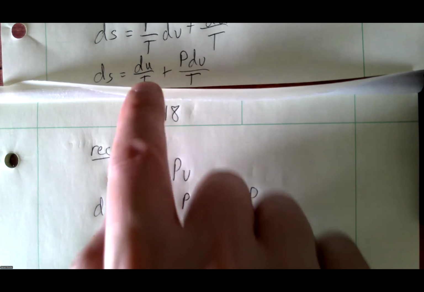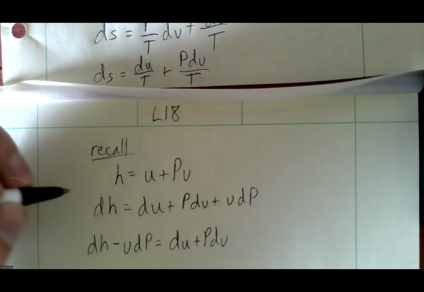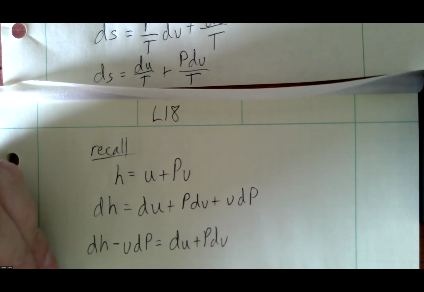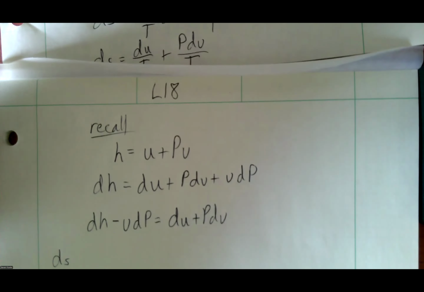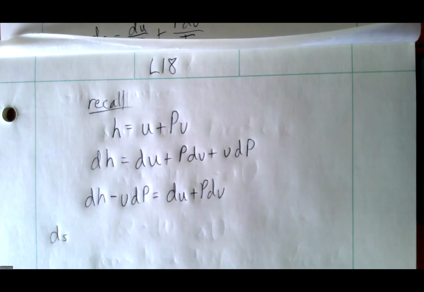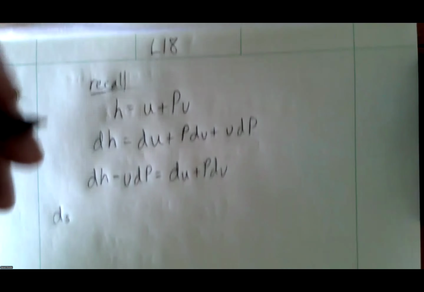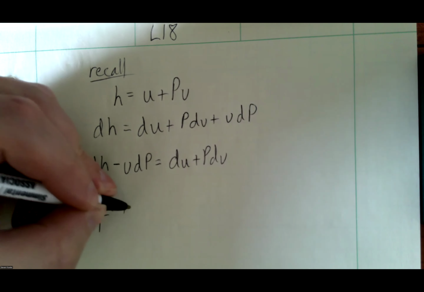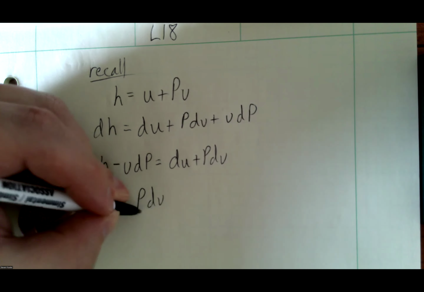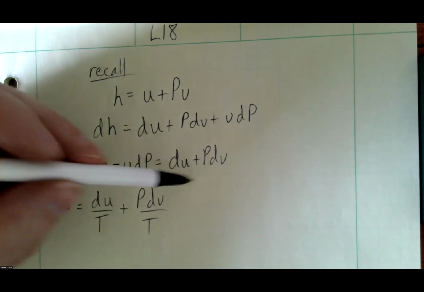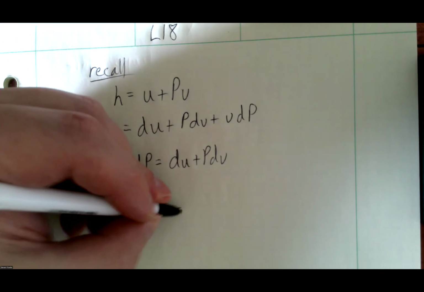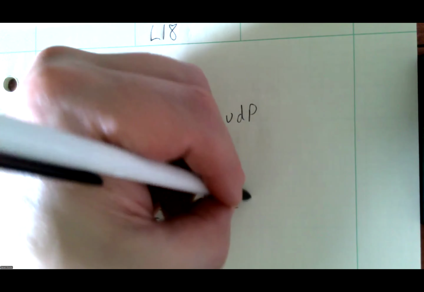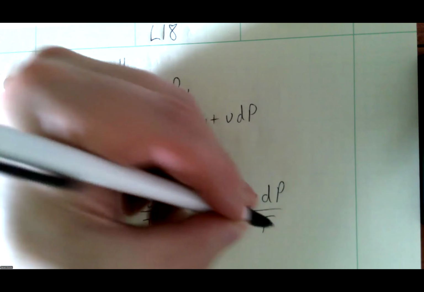Both of these are divided by the same temperature, so the same denominator, so I can basically put those together and substitute this in for that, and then write the change in entropy, which we've already solved one way to be du over t plus p dv over t. That's still true, but I'm going to substitute in here and say this could also be dh over t minus v dp over t.